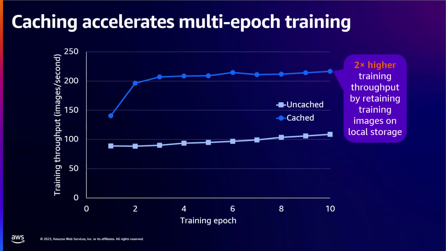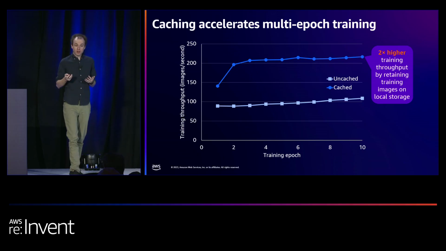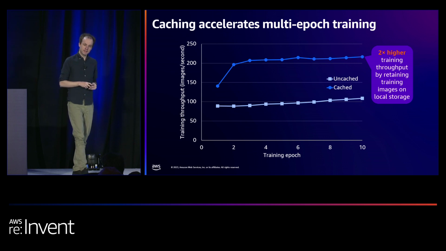So this is the same benchmark I was showing you a few seconds ago, a pretty simple small vision model. Except this time I'm going to show you multiple training epochs. So the x-axis here is going to be the epochs, and the y-axis is going to be throughput. Now, as you saw earlier, without this feature, when we train on individual image files, so sort of random access to S3, throughput's not great, right? Because you're sort of bound by S3's latency in this case.